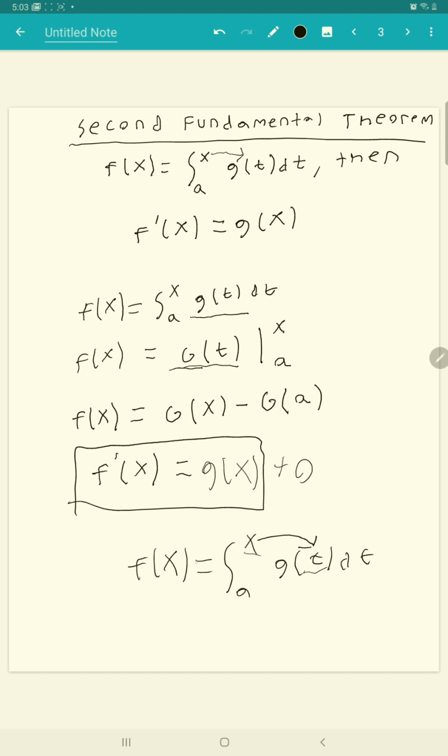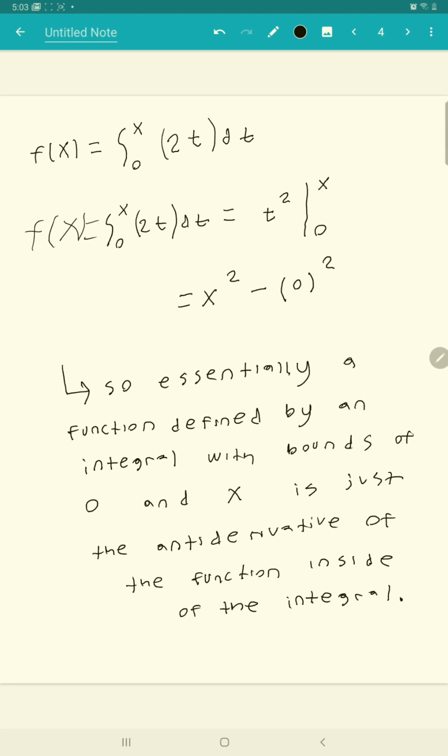So that is why we can say f prime of x is just g of x, because we are simply plugging in x here. So let's think about this a little more. Let's say, for example, we have f of x equals the integral from 0 to x of 2t dt. Well, if we want to see what this integral means, we take the antiderivative of 2t, which is t squared, and then we plug in the bounds, x and 0, which comes out to x squared minus 0 squared, so just x squared.